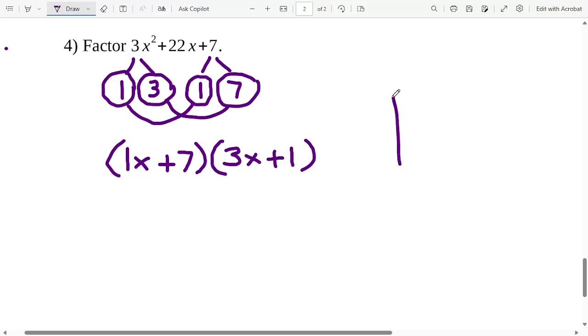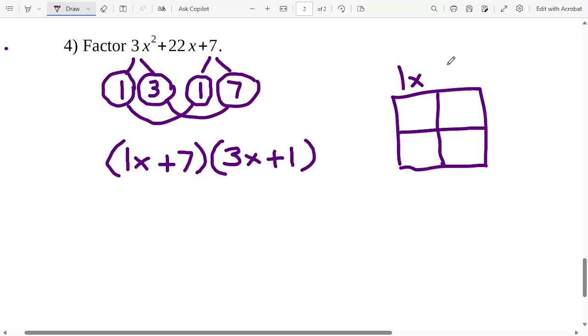As always, we should check. So we've got 1x plus 7 times 3x plus 1. 3x times 1x is 3x squared. 3x times 7 is 21x. 1x times 1 is 1x. And 1 times 7 is 7.